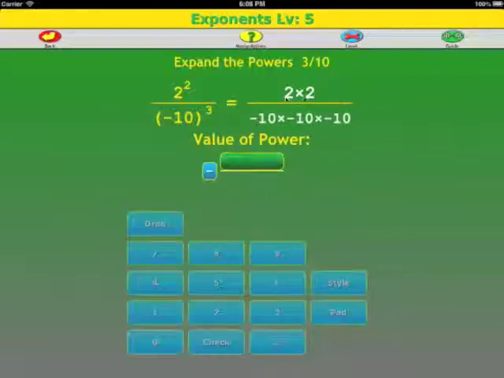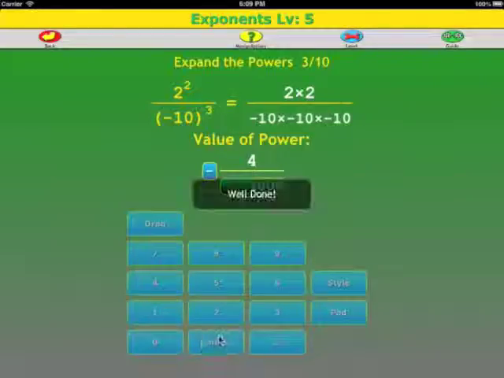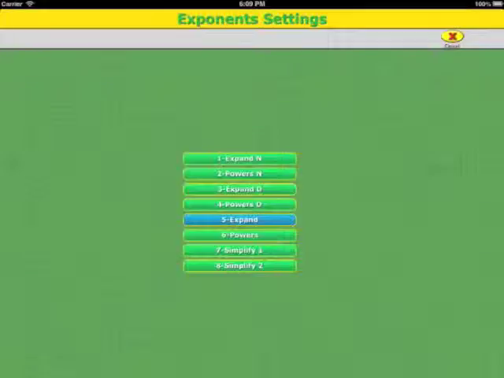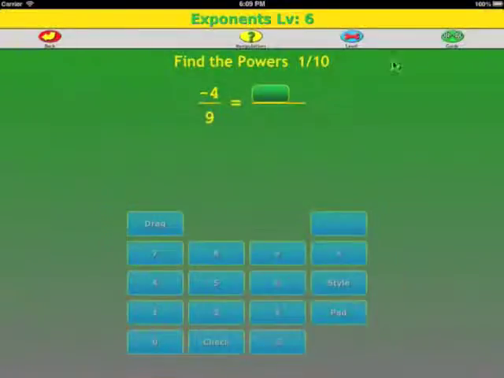For the numerator, we have 2 times 2, that's 4. And we have 10 times 10 times 10, so that's 1,000. Simplifying the powers is a matter of entering the base and counting the number of occurrences. Let's switch exercise to powers.